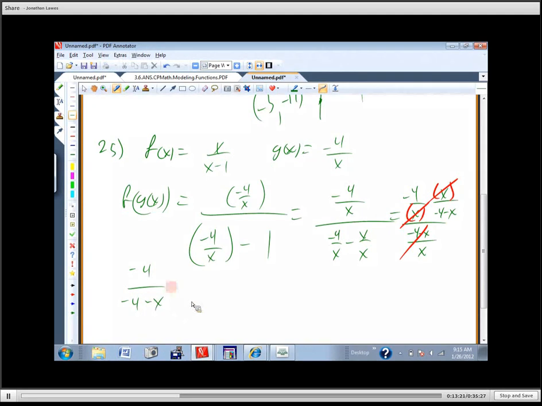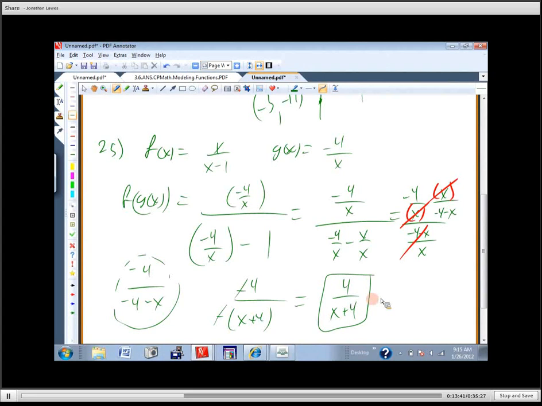Now you could leave it this way, but it would be better if we factored a negative out of everything. So we wrote a -4, we wrote a -x plus 4, and then canceled those. So this would be 4 over x plus 4. If they wrote that and they don't have any work, that's very strange.